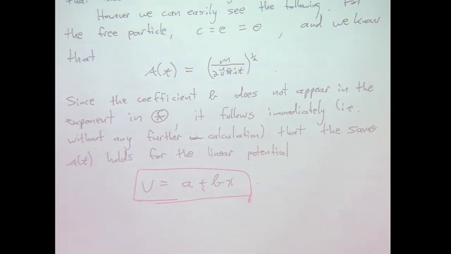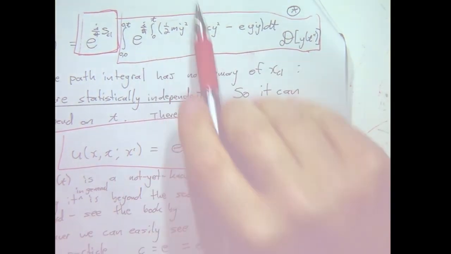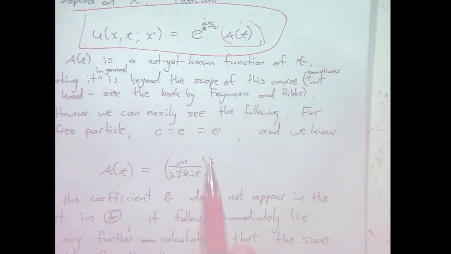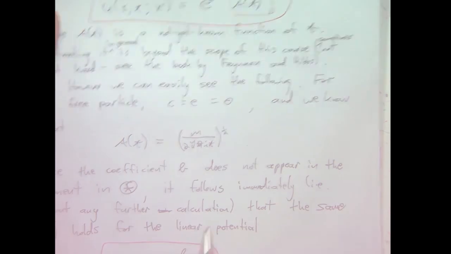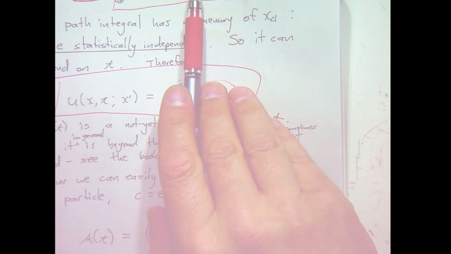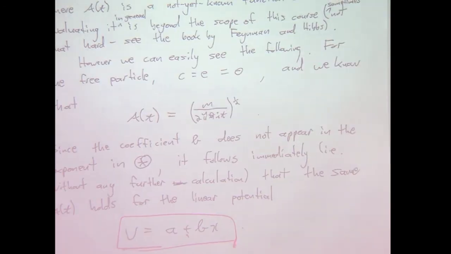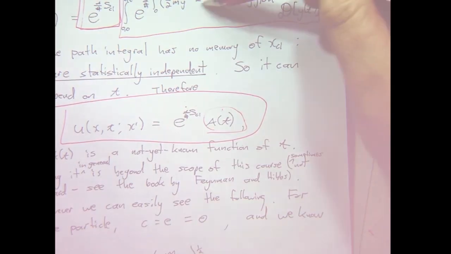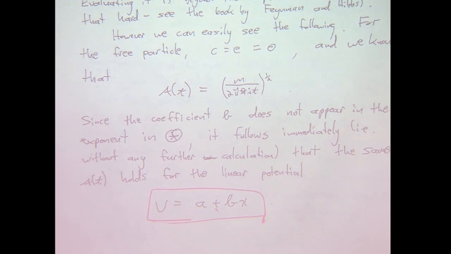Yeah, does it get the argument though? Mm. Yeah, the argument is that there's no A or B in here, so the A of T that we found for the free particle, which was the normalization of the free particle propagator, also holds for any potential energy that has A and B not equal to zero, which is A plus Bx. Yeah? Because there's no difference, because it doesn't appear in there. So we've generalized the free particle case to a non-free particle, potential energy A plus Bx.